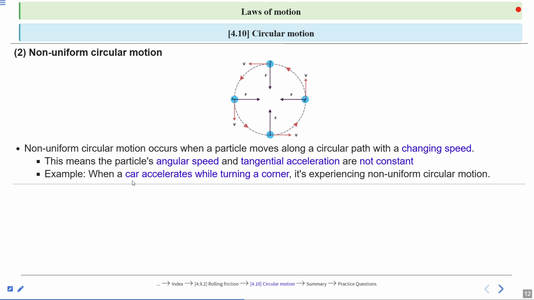For example, when a car accelerates while turning a corner, it is experiencing non-uniform circular motion because at the turning point the speed of the car changes. Due to this, we can say this type of motion is non-uniform circular motion.